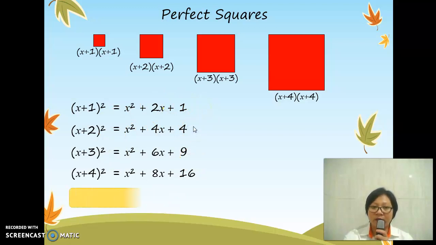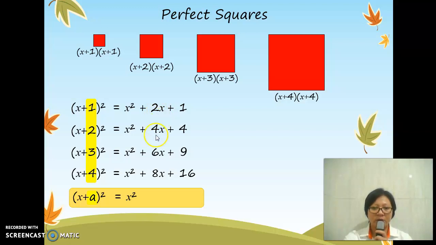I can formulate the algebraic perfect squares as x plus a squared, because x here is not changing and the constant term inside the brackets is changing. So I can use the variable, the letter a. And then the quadratic term is not changing. So the quadratic term is x squared plus the linear term. See, the linear term, the coefficient of x is changing.